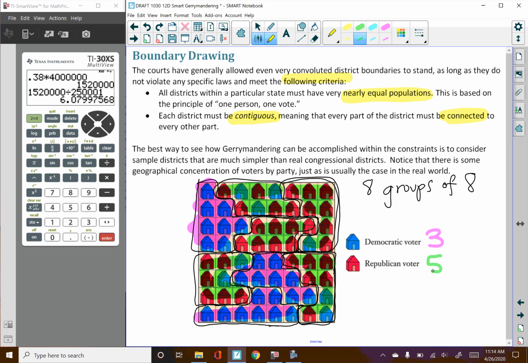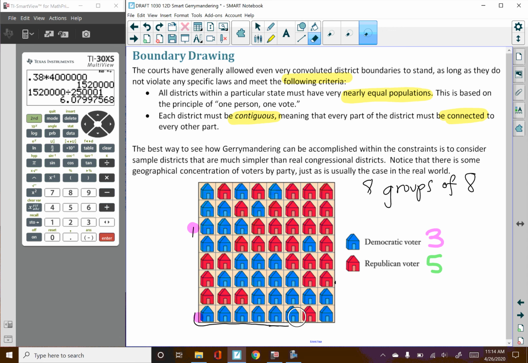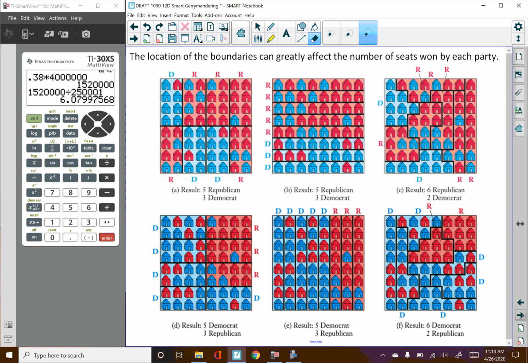But if your goal was different, if you were a Democrat and you were trying to concentrate it so that there was a majority of districts represented by a Republican, you absolutely could do that as well. You would just have a different goal in mind when you drew it. So I have on this next page 6 different districtings.